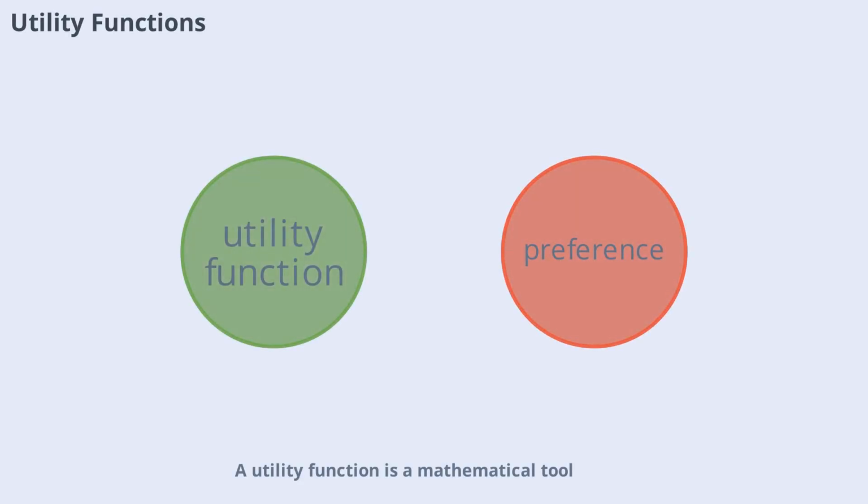A utility function is a mathematical tool that assigns a number to each possible outcome, reflecting how much you value it. For example, if you're deciding between different jobs, you might assign higher utility to jobs with better pay, location, or work-life balance. Utility functions help simplify complex decisions by turning preferences into numbers. This makes it easier to compare options and choose the one that maximizes your overall satisfaction.